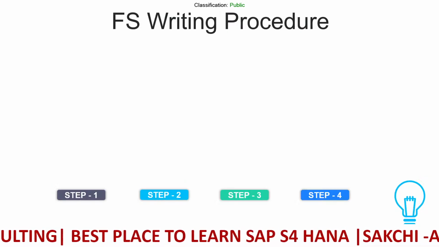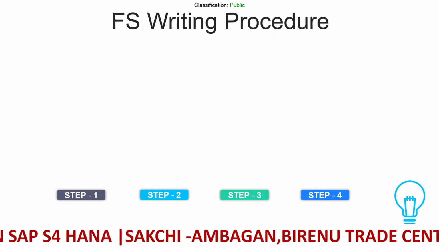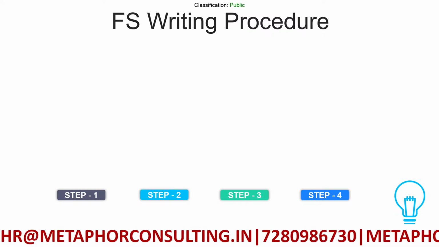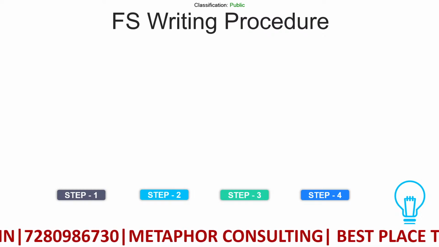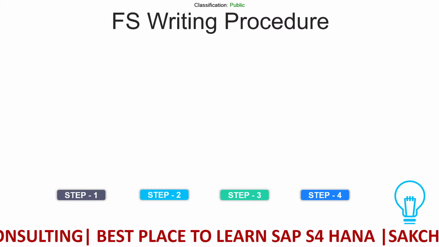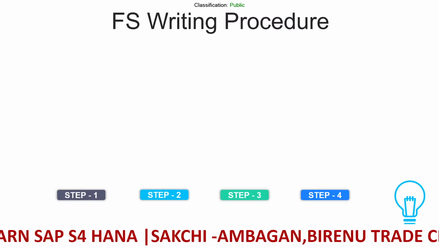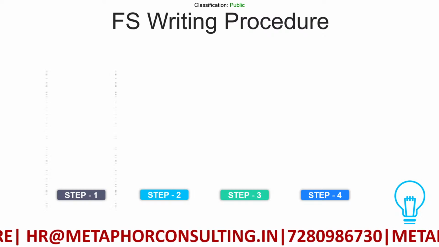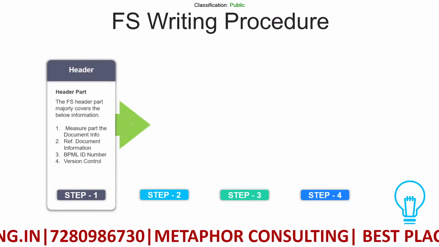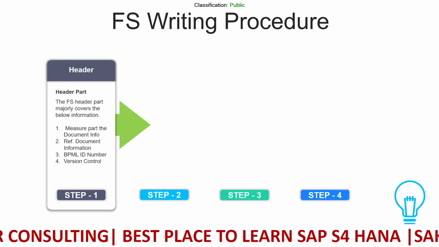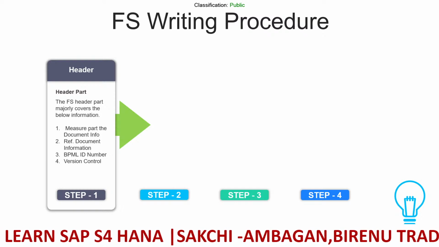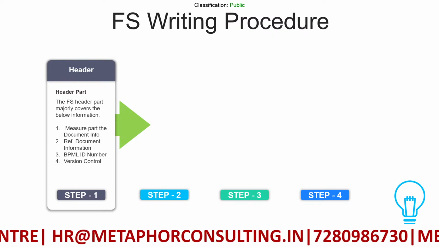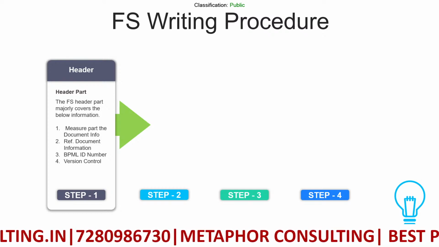Now, the FS writing procedure. What should be the FS writing procedure that we have to learn first? The FS writing procedure is derived in 5 different steps and 4 different steps. Why am I talking about 5 different steps when it is displaying 4 different steps? The 5 steps are the execution, and the 4 steps are the milestones. The first milestone is called the header. What exactly is the header going to carry? The header will carry the information which is the documentary and the driving prospect. What do you mean by that?